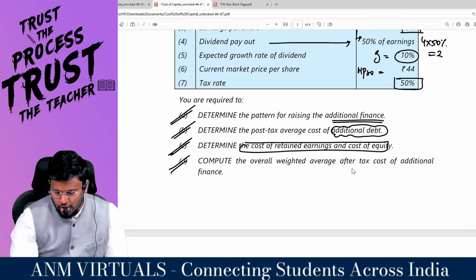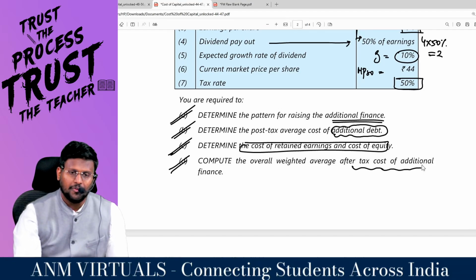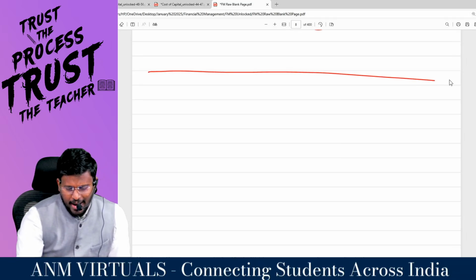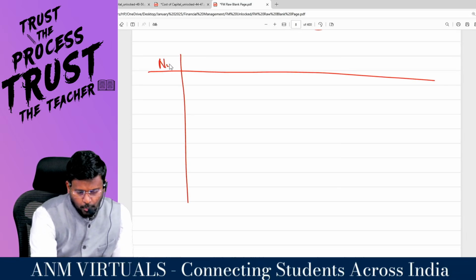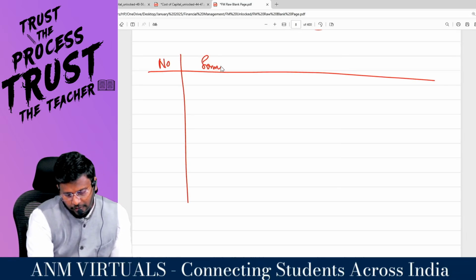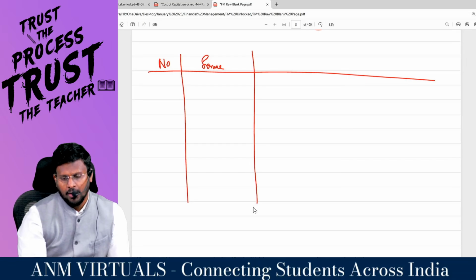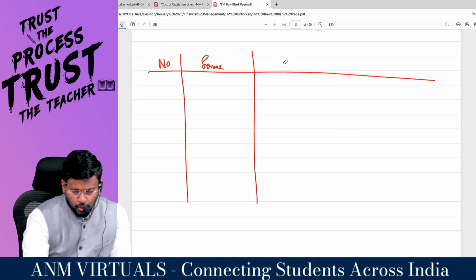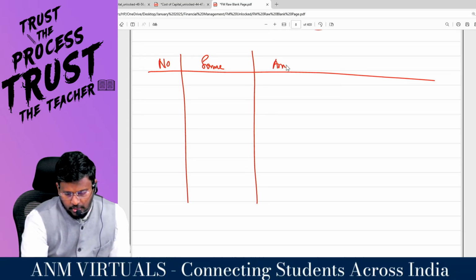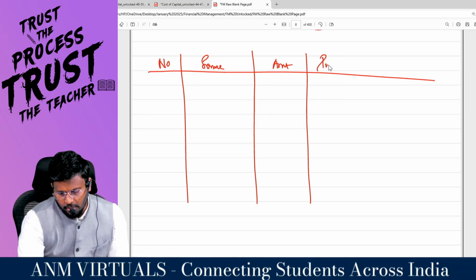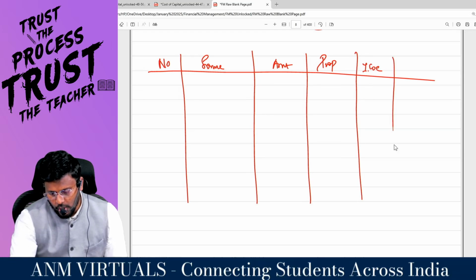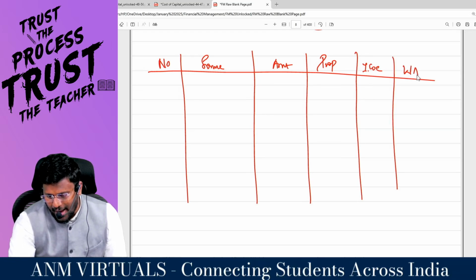Compute the overall weighted average after tax cost of additional finance. Basically, we have to just put the WACC table. In the WACC table, the first one, we have to put the number. Second one, we have to put the source. Third one, we have to put the proportion, amount. First we have to put the amount, then we have to put the proportion. Why are we putting the proportion? Because we are calculating the weighted average cost of capital, then the individual cost of capital and the WACC.